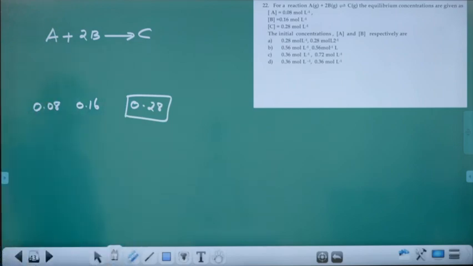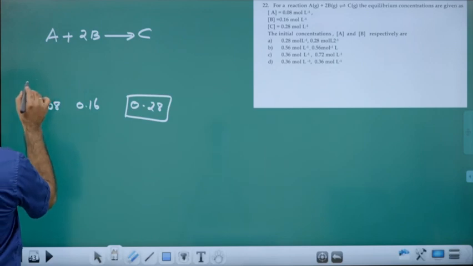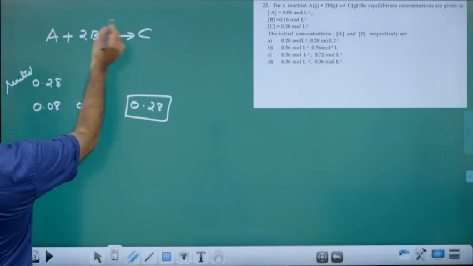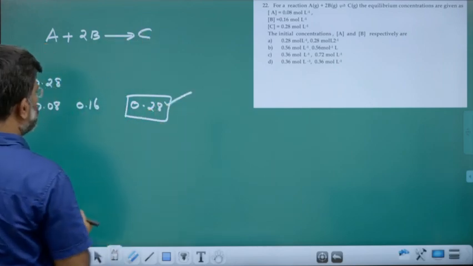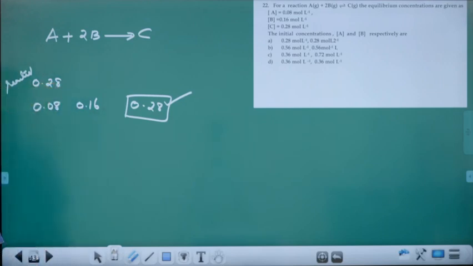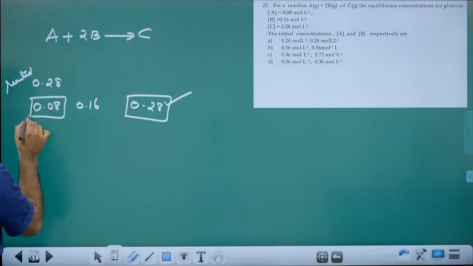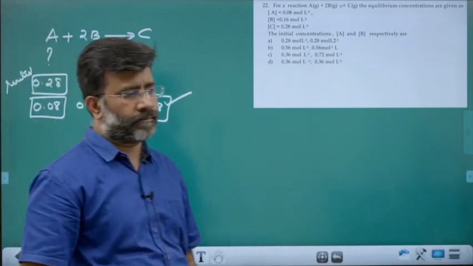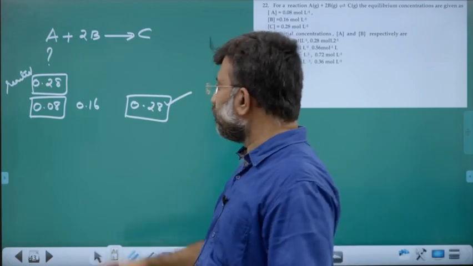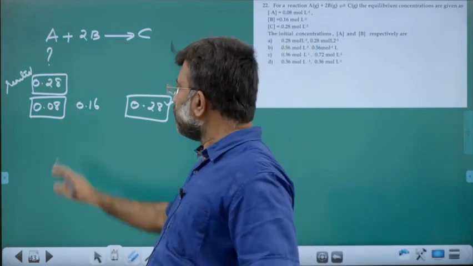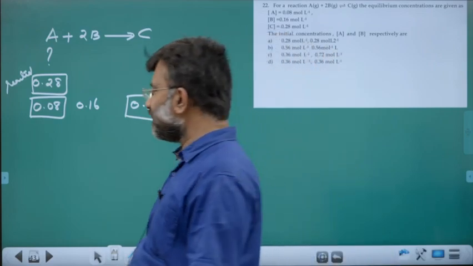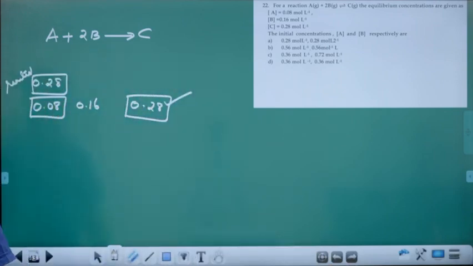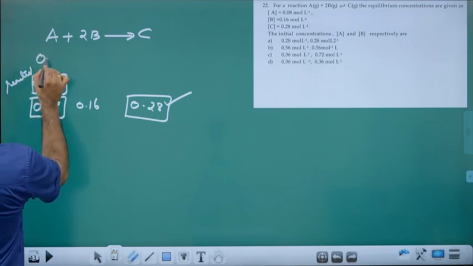C formed is 0.28. That means A reacted is 0.28. See, 1 mole when reacted, you get 1 mole. So, amount of C obtained is equal to amount of A reacted. This is A remaining. This is A reacted. Therefore, what is A initial? A available now 0.08, A reacted 0.28. So A initial is the sum of these two, 0.28 and 0.08. How much? 0.36.